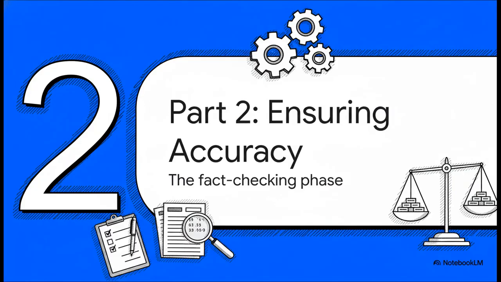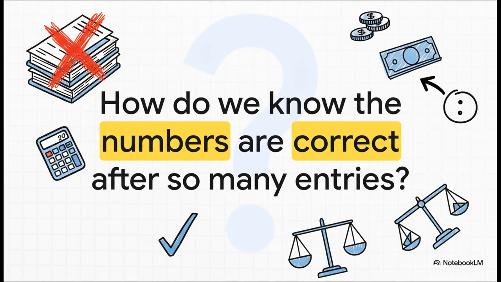So, we've diligently captured all of our data. But that leads to the next crucial question. Is it even correct? This brings us to the second part of our cycle, which is all about verification. You can think of this as the fact-checking phase before we publish the final story. And this is a really serious question.